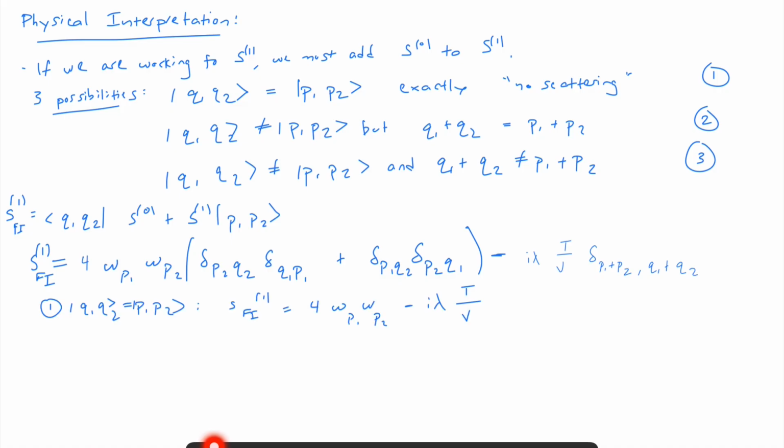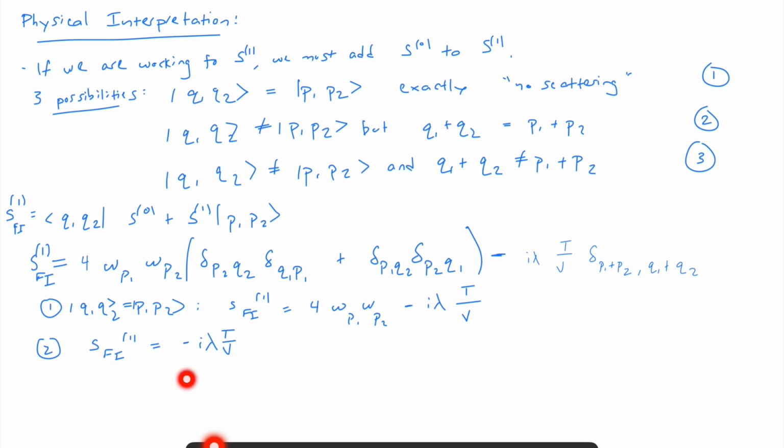Now, if you look at each of these scenarios, the first scenario of no scattering is going to give us a contribution of the whole thing plus this whole thing. And this thing basically says that they're equal, so one of these will cancel, so either I have P1 equals Q1 and P2 equals Q2, or P1 equals Q2 and P2 equals Q1. But basically that will just give me this for S_FI, my transition amplitude, 4 omega P1 P2 minus this contribution. So this is my S_FI for this first possibility.